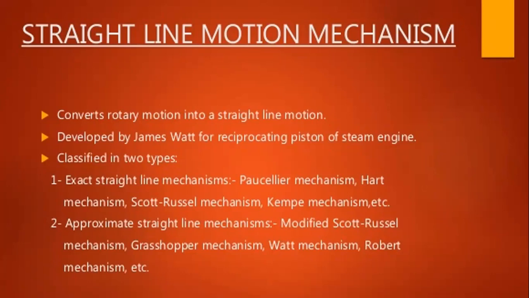These are classified into two types. The first one is the exact straight line mechanisms. The second one is the approximate straight line mechanisms, which are the modified straight line mechanisms. In the exact straight line mechanisms, we have the peaucellier mechanism, Hart mechanism, Scott Russell mechanism, and so on. The Kempe mechanism is also there. But in the syllabus, we have the peaucellier mechanism, Hart mechanism, and Scott Russell mechanism. These three are in the syllabus. Coming to the approximate straight line mechanisms, they consist of the modified Scott Russell mechanism, grasshopper mechanism, Watt mechanism, and Robert mechanism. These four different types of mechanisms exist in the approximate straight line mechanisms, and these are all in the syllabus.